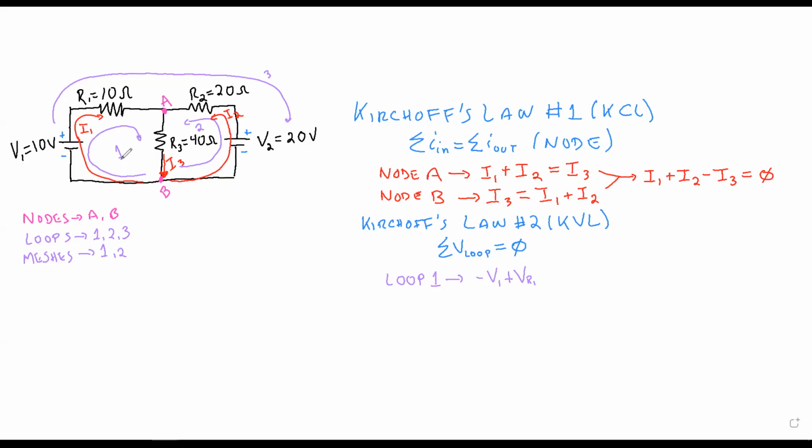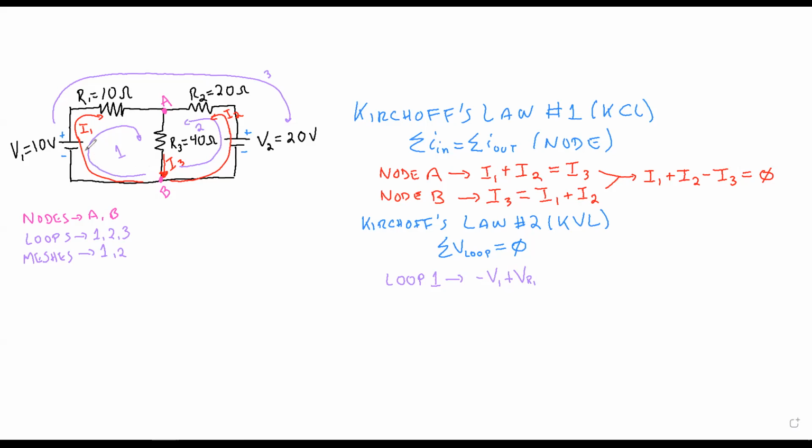So the long line doesn't mean it's the positive, and the short line doesn't mean it's the negative? No. Oh, in the power supply, yes. The power supply is always going to have a polarity. The ones that don't have a polarity by default are the resistors. The small line is negative. The long line is positive.